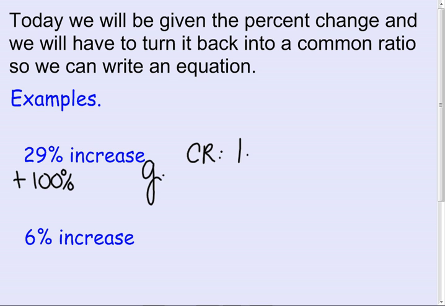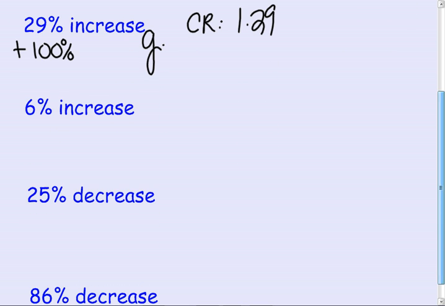So it's 1.29. What about a 6% increase? So you're going to add 1 to that. This is 0.06, right? And you add 1 to it, so it's 1.06. We're backing up what we just did. Okay, Max? How about a decrease? 75%.